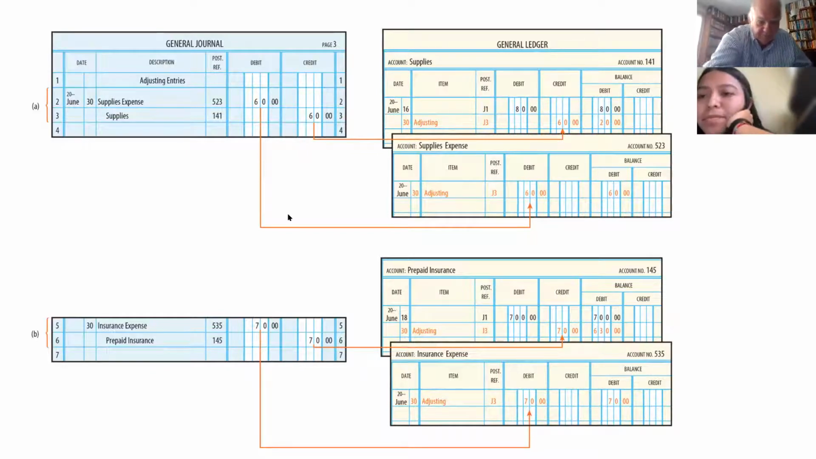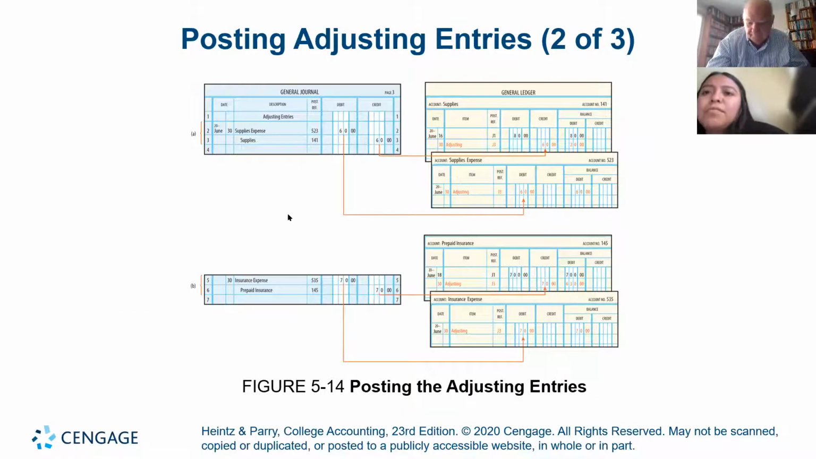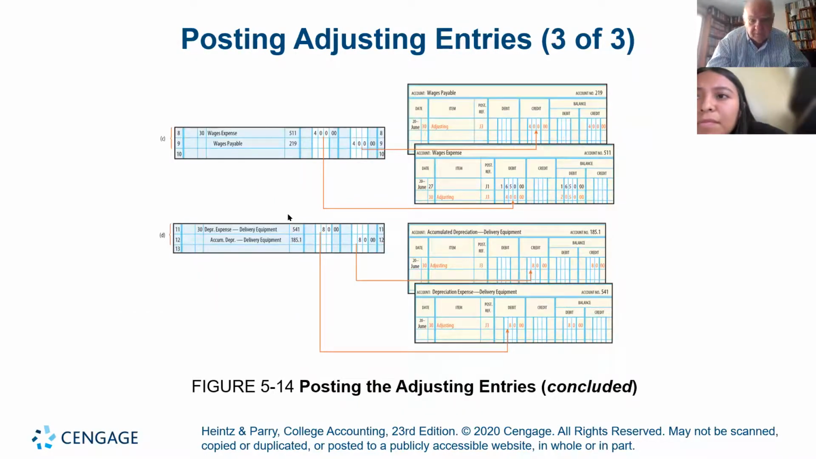Let's look at the next two. Look at your wages. Can you read those numbers, Crystal? Yeah. Oh, good, because I can't. The wages expense was 400. So that means that's how much we owe you. You bring it over to the general ledger. You should be pretty comfortable posting to the general ledger, huh? Okay. And look at your depreciation expense.